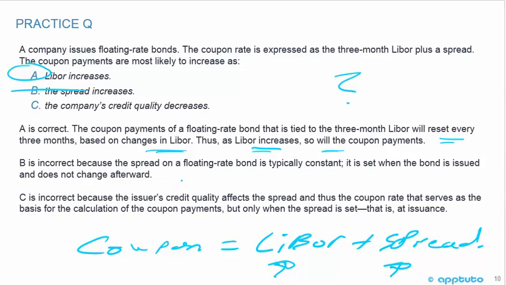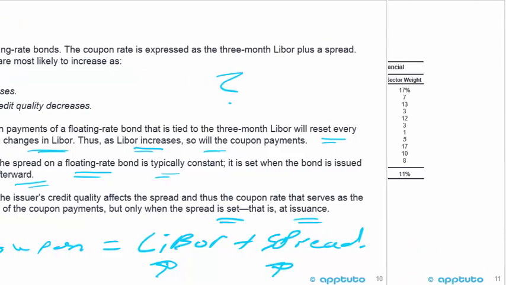B is incorrect because the spread on a floating rate bond is typically constant. It is set when the bond is issued and does not change afterwards. So that's the key point. C is incorrect because the issuer's credit quality affects the spread, and thus the coupon rate that serves as the basis for the calculation of the coupon payments, but only when the spread is set, that is, at issuance. So a very nice little practice question.